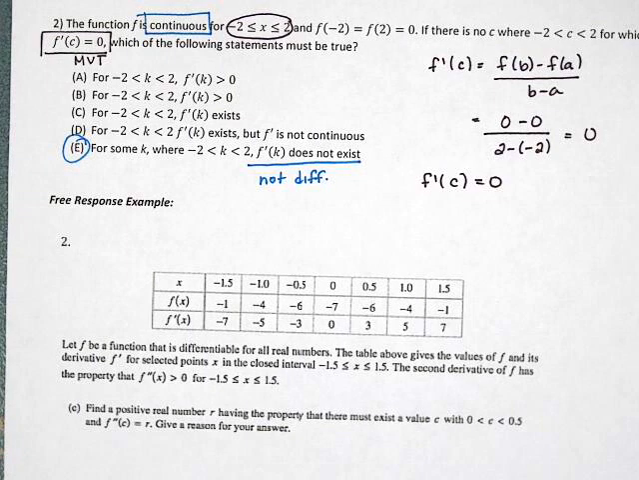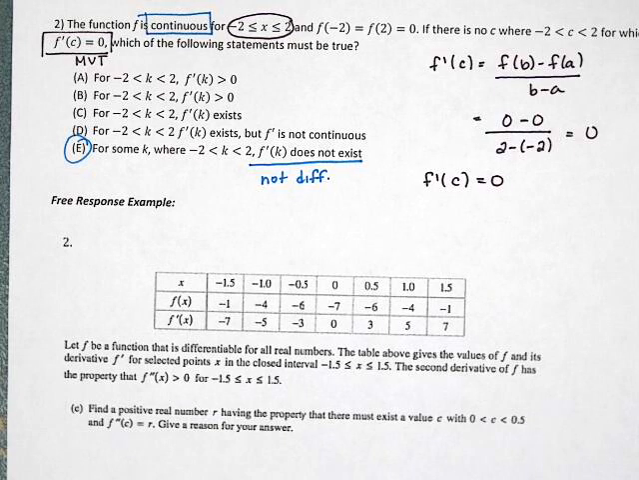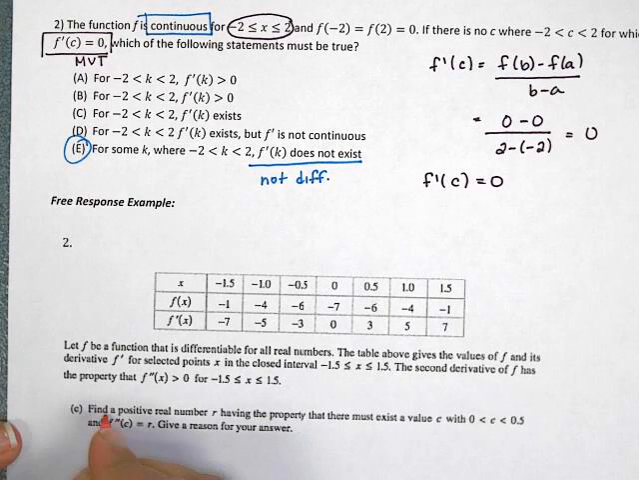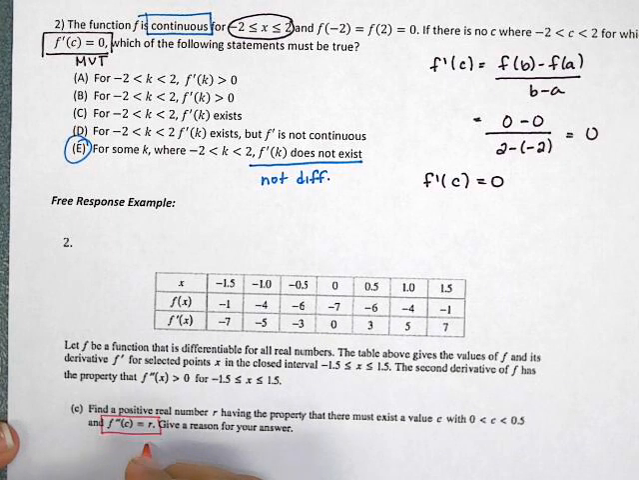A free response example for mean value theorem is, let f be a function that is differentiable for all real numbers. The table above gives the value of f and its derivative f prime at selected points between negative 1.5 and positive 1.5. The second derivative has the property that the second derivative is always greater than 0, so it's always positive. Find a real number r having the property that there must be a c between 0 and 0.5, and f prime of c equals r. Give a reason for your answer. So basically, tell me what number you can guarantee the second derivative equals.